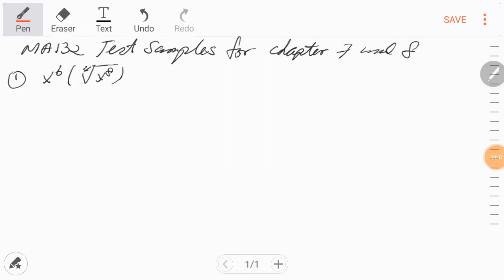Okay, this is the solutions to the test samples for chapter 7 and 8.